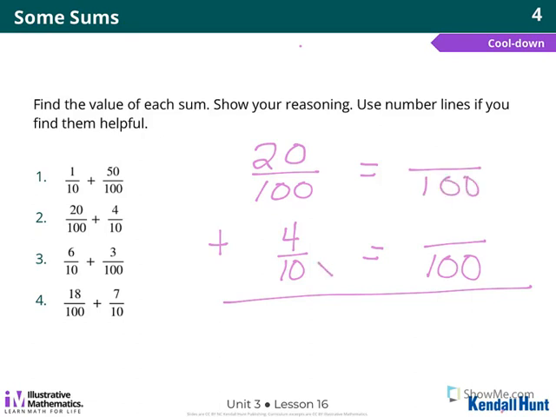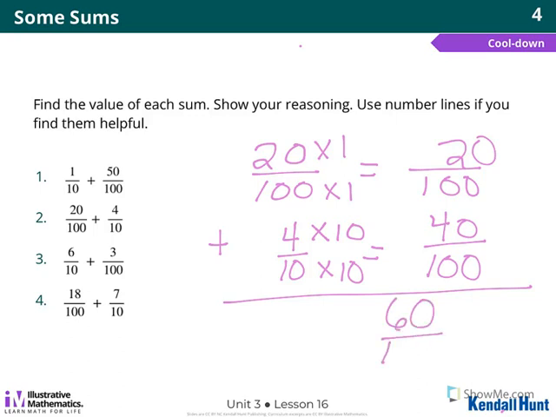Okay, 10 times 10 is 100. What I do to the bottom, I do to the top. 4 times 10 is 40. 100 times 1 is 100. 20 times 1 is 20. Then I just add them up. 20 plus 40 is 60, and I keep my denominator.